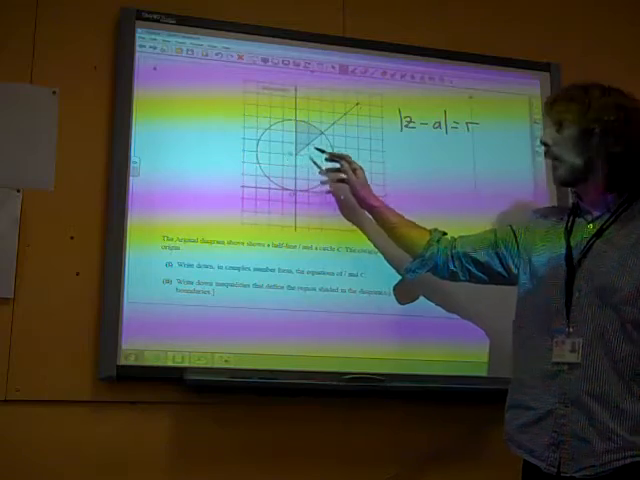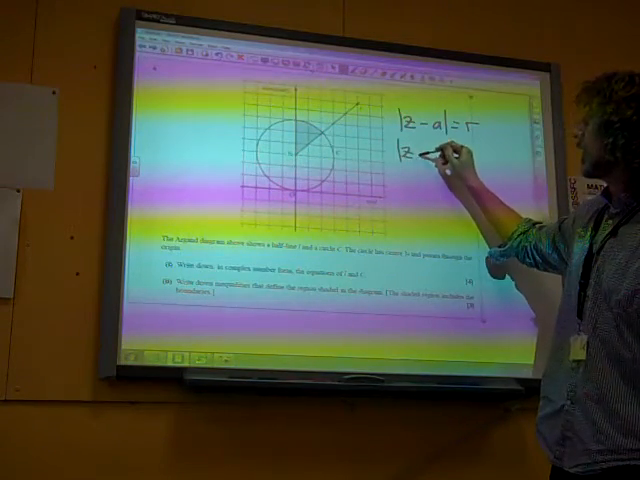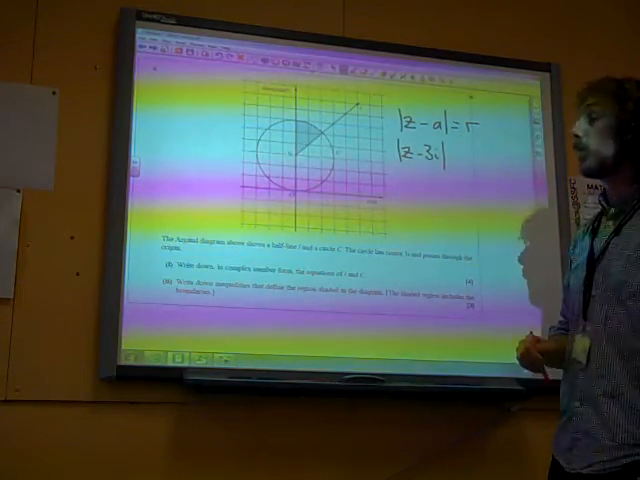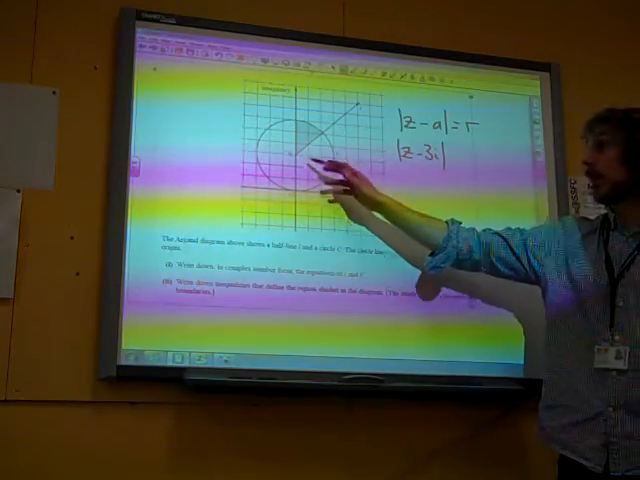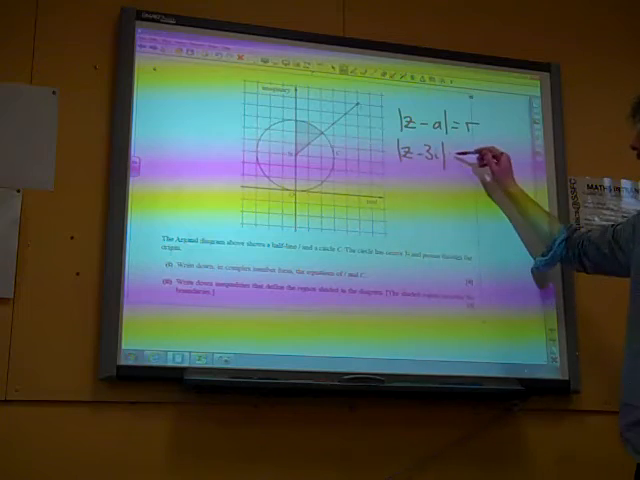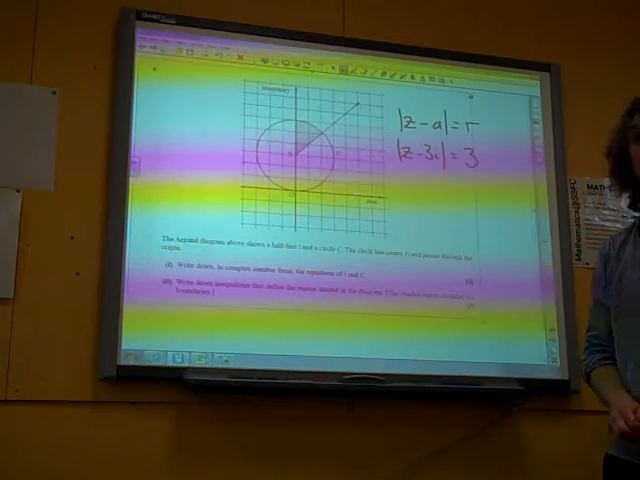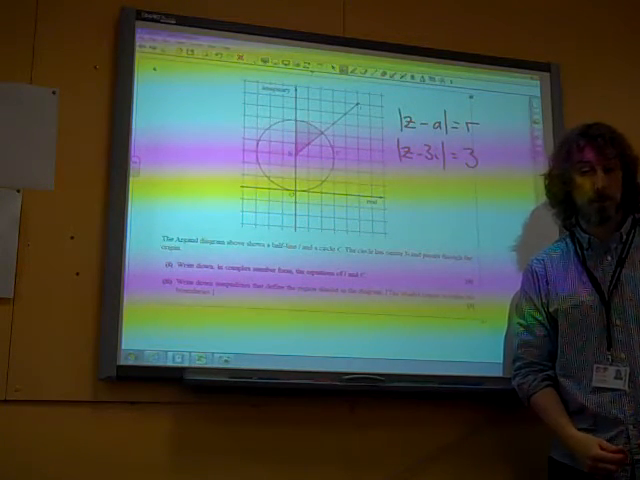That's it. So it's going to be |z - 3i|, and that's going to be equal to the radius of this circle, which is 3. And there we go, we've got 2 marks just for writing that down.